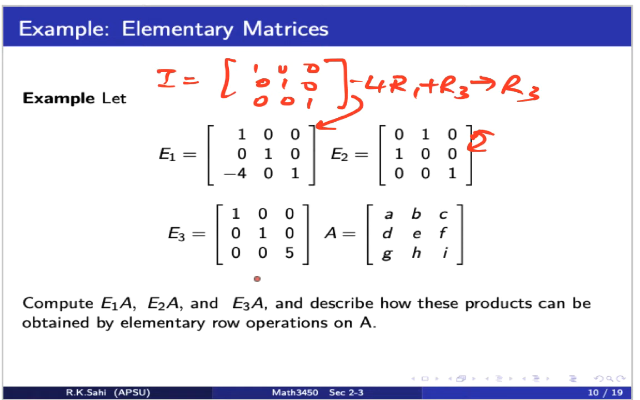Now what we would like to do is see what these elementary row operations do when they are multiplied to A. These elementary matrices are kept on the left hand side, that's the first matrix in the product, and the matrix A is always the second matrix. Okay, so let's see what happens when you multiply E1 with A, E2 with A, and E3 with A. What do we notice?